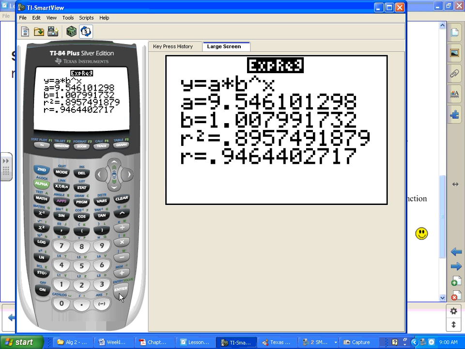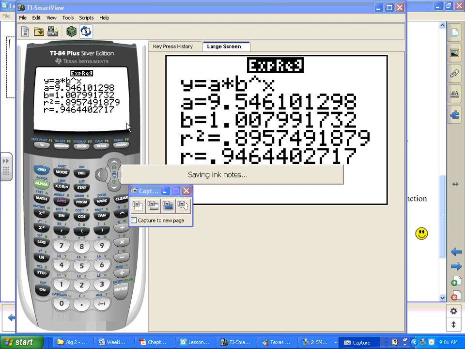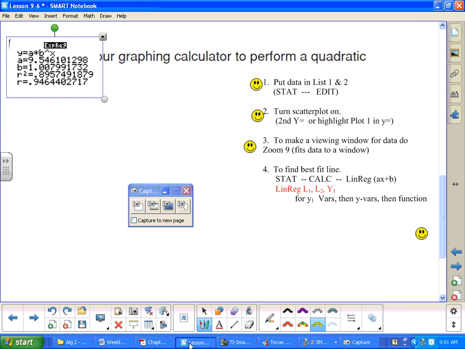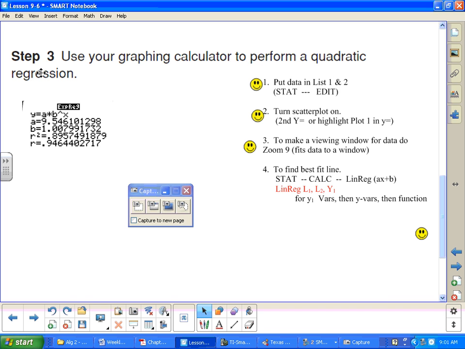Now, if you look at your y equals, the big numbers we're looking for here are, and I'm going to make a copy of this, the r and r squared numbers, because those are the ones that tell us what's the best fit. The closer that r and r squared are to 1, the better the fit of the line.